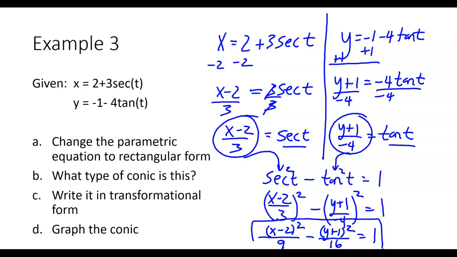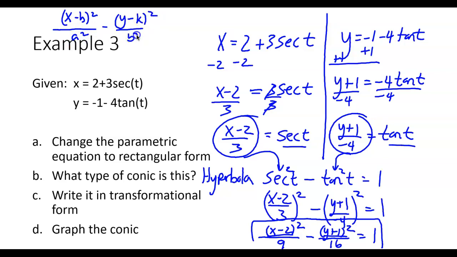What type of conic is that? Well, it's not a parabola because both the x and the y are being squared, but one of these expressions is negative. When that happens, that means you have a conic that is a hyperbola. Hyperbolas should look like this, and mine already looks like that.